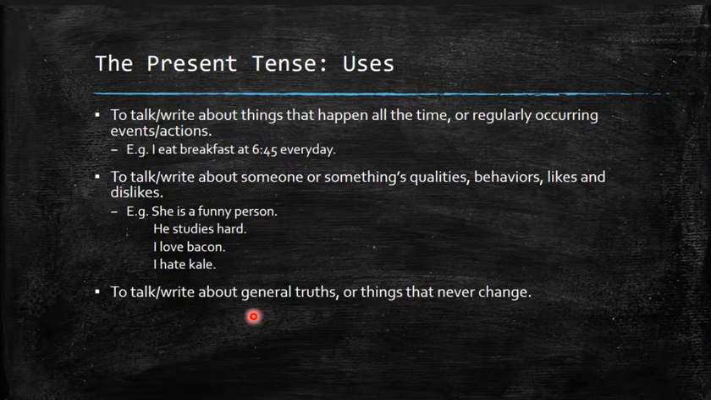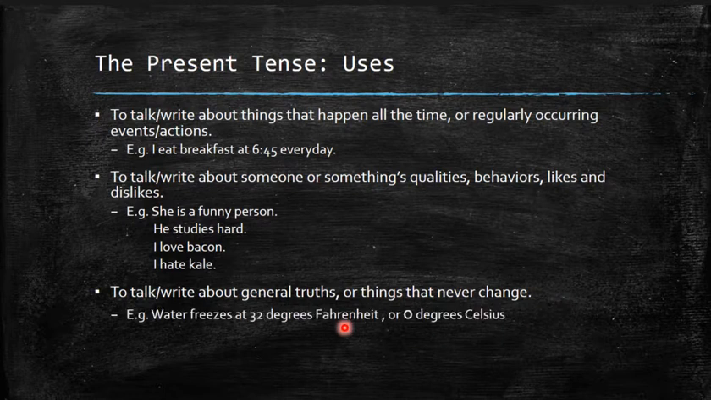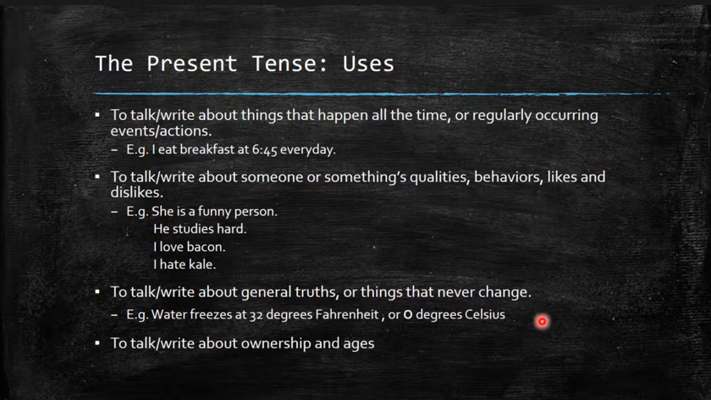Another use for the present tense is to talk or write about general truths or things that never change. This can be considered facts. So, water freezes at 32 degrees Fahrenheit or 0 degrees Celsius. So, we use freezes. We have an ES because it's water. So, water freezes at 32 degrees.